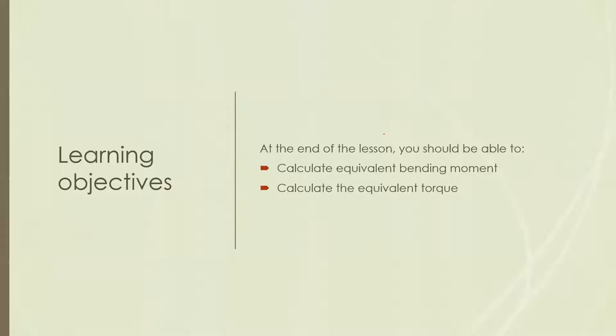But this is what I want us to learn. Learning objectives. At the end of this lesson, you should be able to do just these two things, guys. If you can use the equivalent bending moment and the equivalent torque equations in order to calculate principal stress as well as shear stress, we would have obtained our learning objectives for today.